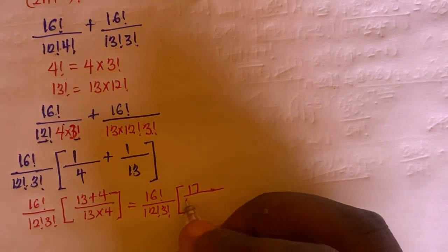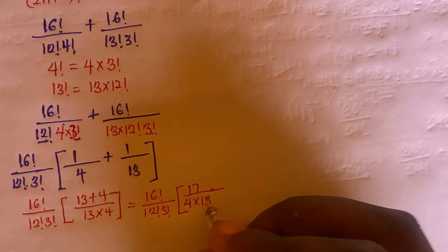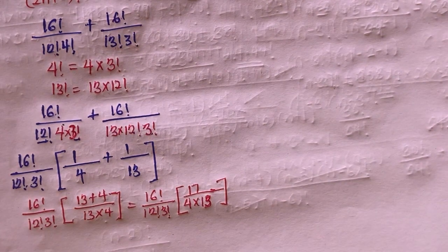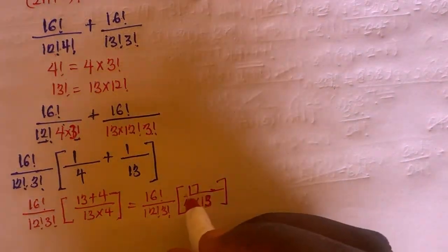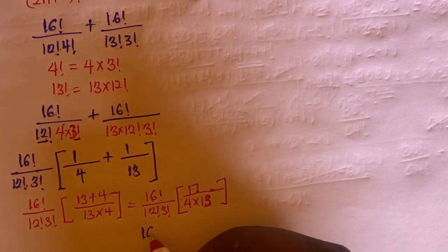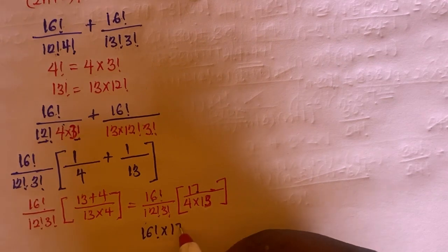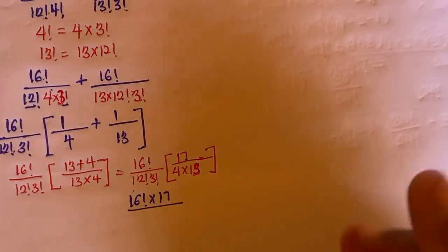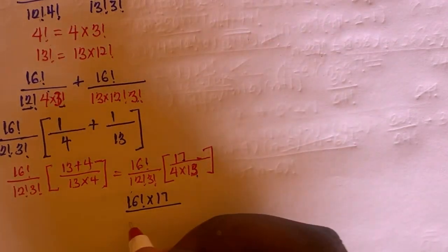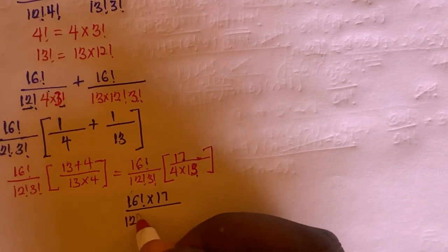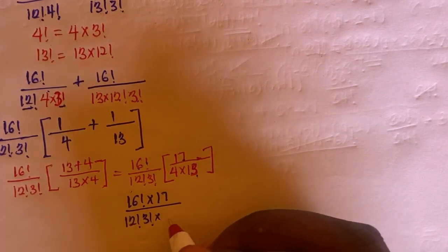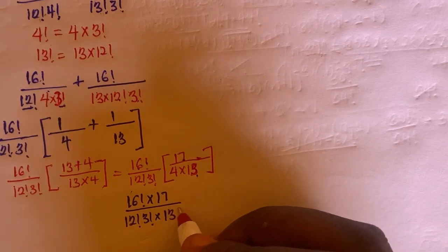Let's just put it here: 4 multiplied by 13. So let's just leave it there. Now let's multiply everything here. 16 factorial is under 17 factorial, so we can say this is 16 factorial multiplied by 17, divided by 12 factorial, which is under 13 factorial. So here I'm going to have 12 factorial multiplied by 3 factorial, multiplied by 13 and also 4.